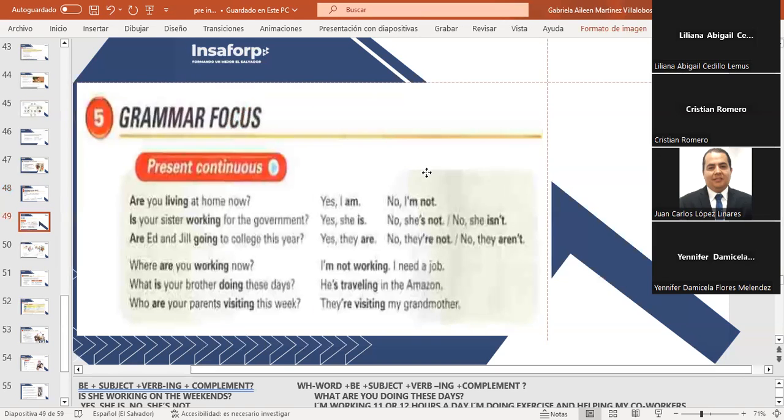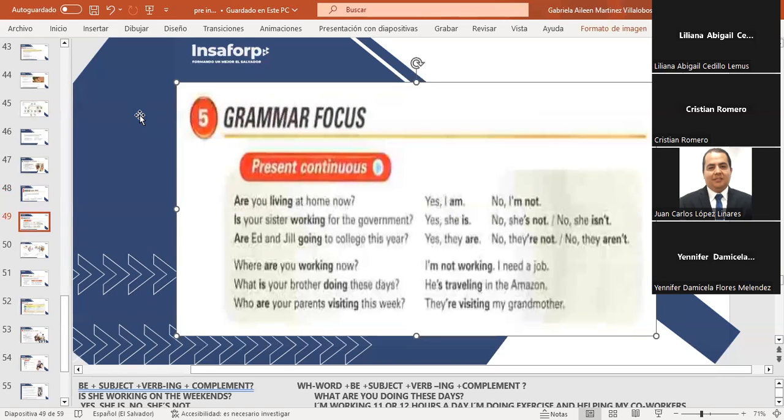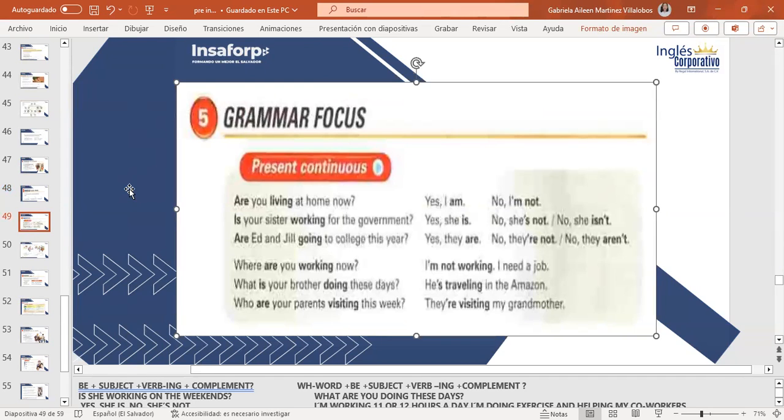This is grammar, my friend. So please pay attention. We're going to talk about present continuous. And what is present continuous? Present continuous is a tense that we use to talk about the things that are happening at the precise moment. At this moment, it's raining. I'm teaching. You're listening. You're paying attention. All right?